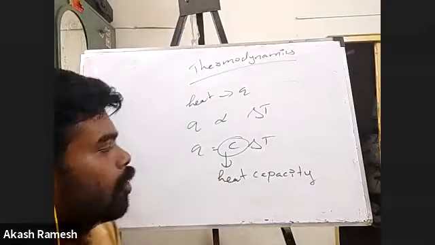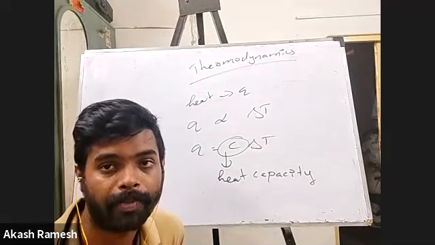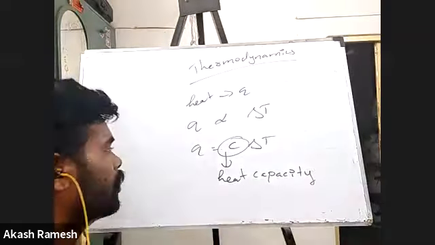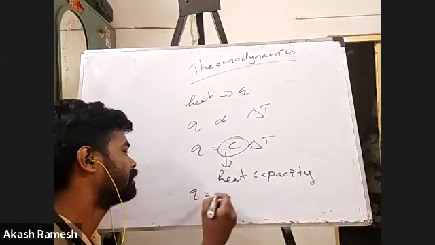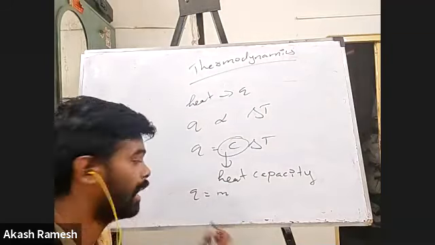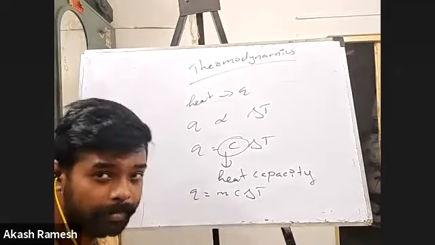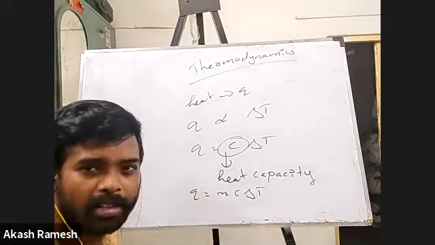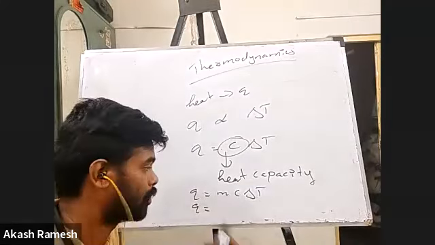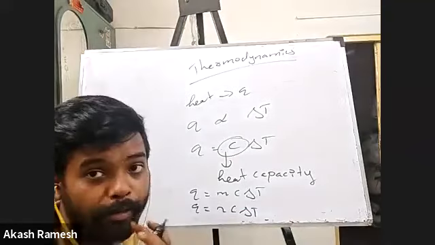What you have to understand is, I told you Q is an extensive property, which means it depends on the amount of substance. So there can be two equations by which we can write it. One is in terms of mass: Q is equal to m c del T, where m is the mass. Or I can write it in terms of number of moles: n c del T, where n is the number of moles.